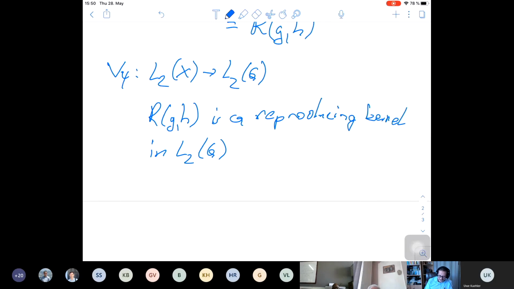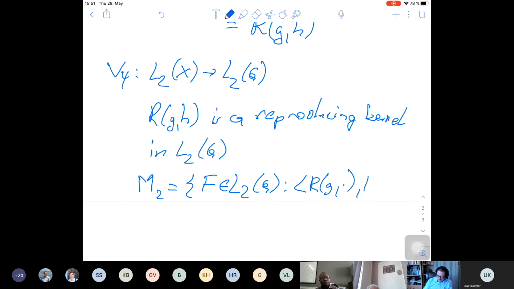In particular, I can look at a new space M2, where I take F in L2 over G such that the reproducing kernel applied to F gives me again F of g. So I can look at the spaces of all functions which are reproducing. Strictly speaking, I can also use it to create so-called scale spaces. For instance, I could do the same thing for LP, and then ask what these spaces are. These spaces are called orbit spaces.